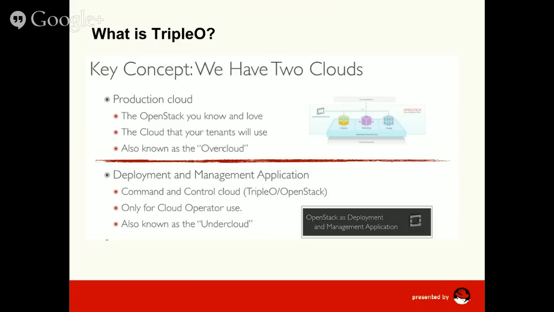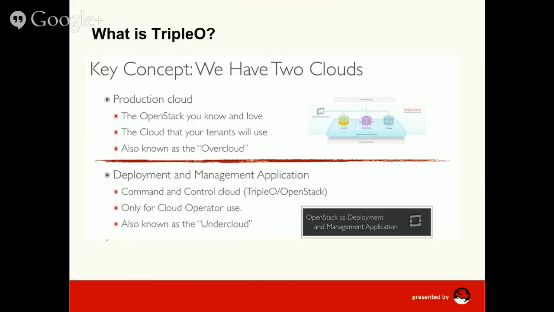Then there's another OpenStack install, which is described on the bottom of this slide, and this is actually the management application. So this is what we also know as the undercloud, and it contains things like Nova and Heat and Glance for just the use cases that I described. This is the one that, as a cloud operator, you'll be interacting with most, and using this cloud to deploy your production Overcloud.